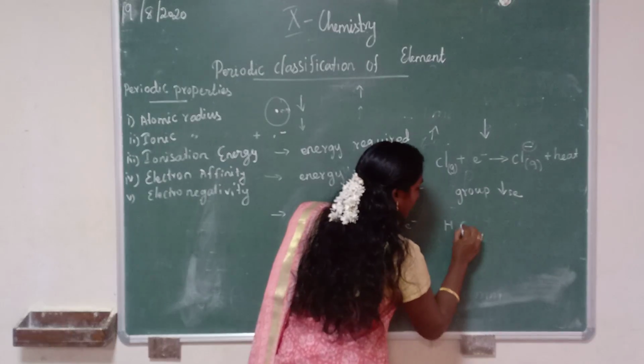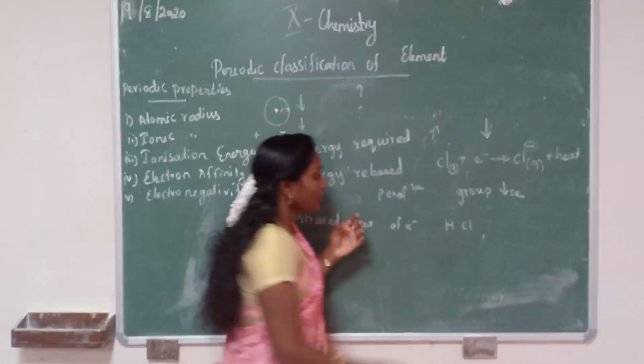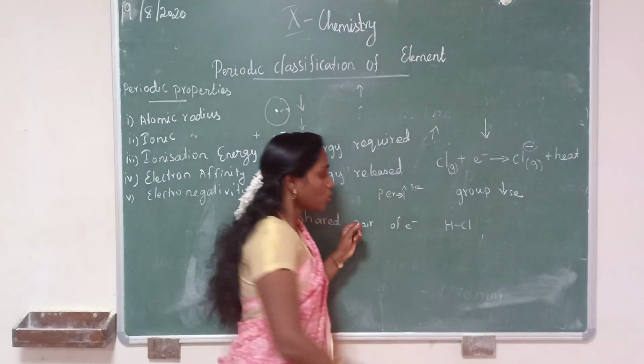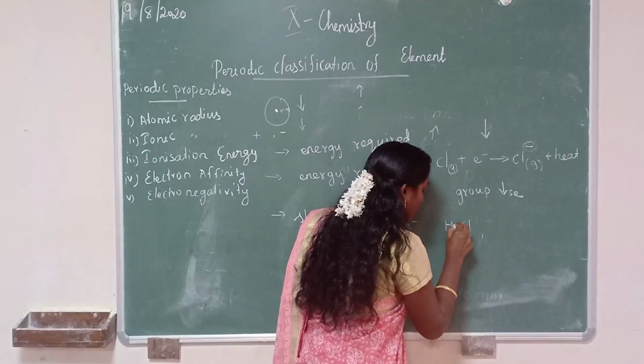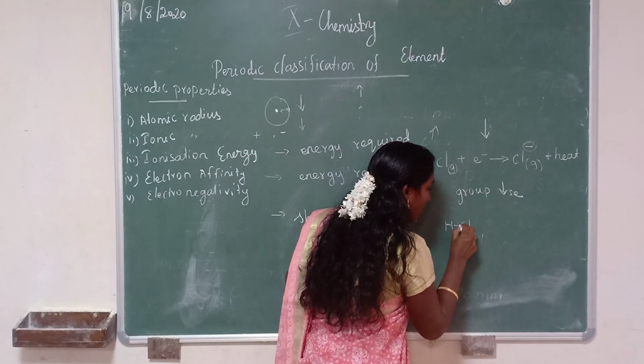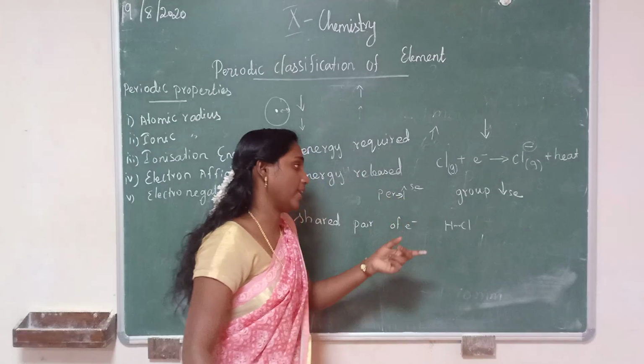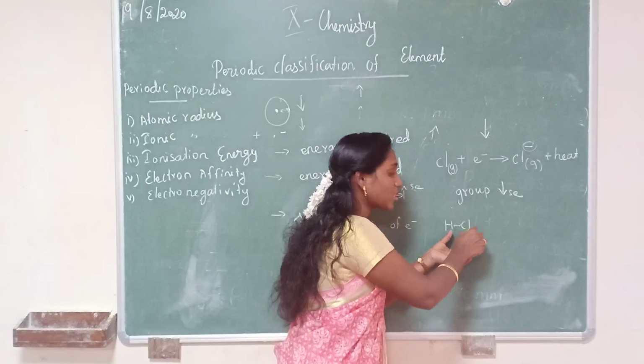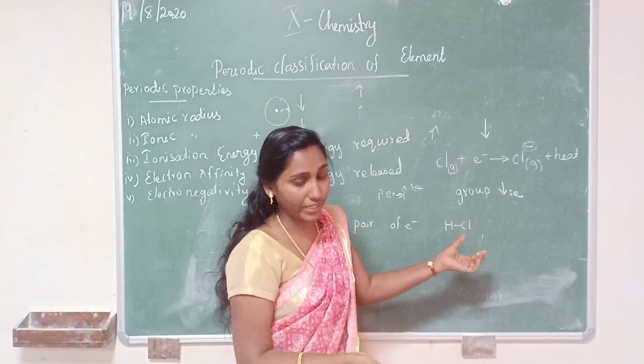You all know HCl, hydrochloric acid. In this hydrochloric acid, one bond is there, right? This bond contains two electrons. This end contains one electron and this end contains another electron. So listen, compare this hydrogen and chlorine. This chlorine has more electronegativity.